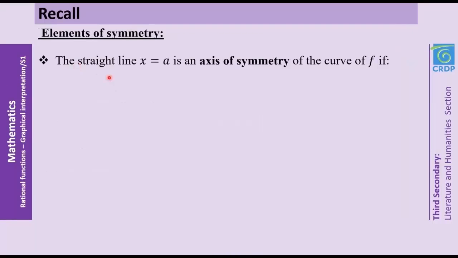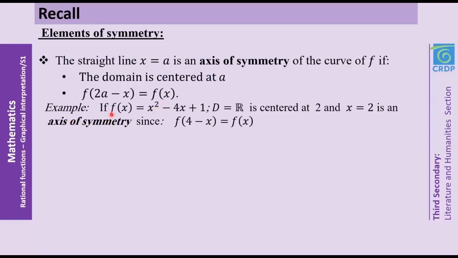The straight line x equals a is an axis of symmetry of a curve if the domain is centered at a and f of 2a minus x equals f of x. Let's solve an example. Here we have f of x equals x squared minus 4x plus 1. Its domain is the set of R, and it is centered at 2. X equals 2 is an axis of symmetry since f of 2a, which is 2 times 2, f of 4 minus x equals f of x.